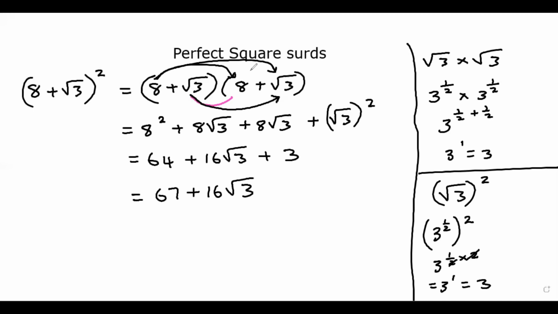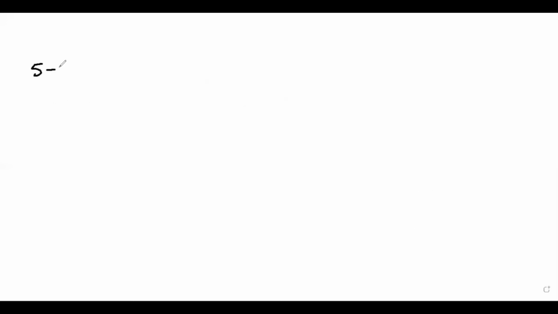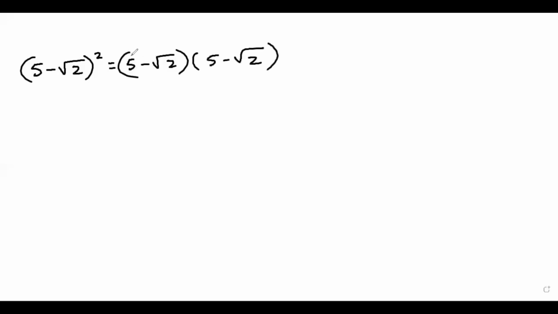So let's try a perfect square when the symbol here is negative. So let's say we have 5 minus root 2 all squared. So again, we would write 5 minus root 2 in one bracket, and it is being multiplied by itself here. So it will be 5 times 5, so that's 5 squared. And then it's 5 times that, so that's minus 5 root 2. Then it will be 5 times that, again, minus 5 root 2.